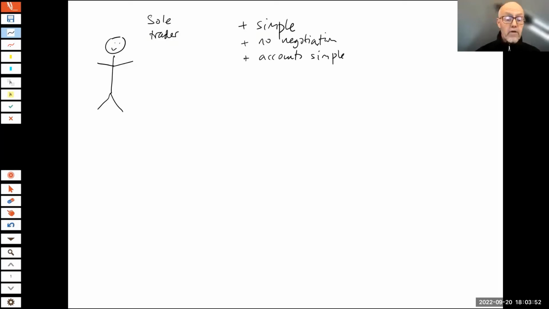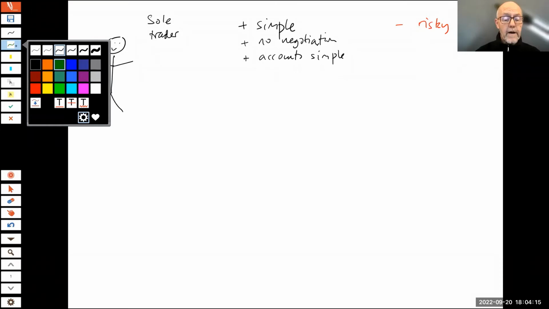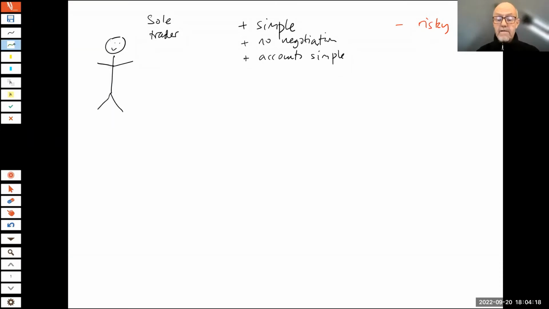Downside of being a sole trader is, of course, it's risky. If he's a builder and he drops a brick on a passer-by's head and he hasn't got adequate insurance, he could lose everything that he's worked for. He'd lose his house. His own capital is at risk. In the eyes of the law, it's not how we do the accounts. In the eyes of the law, the person and the business are the same.